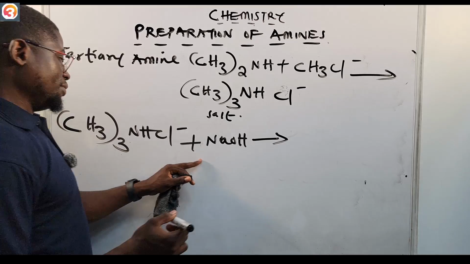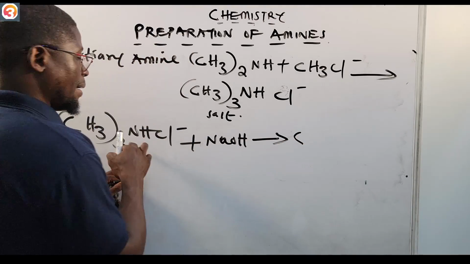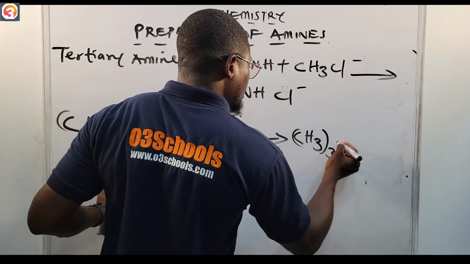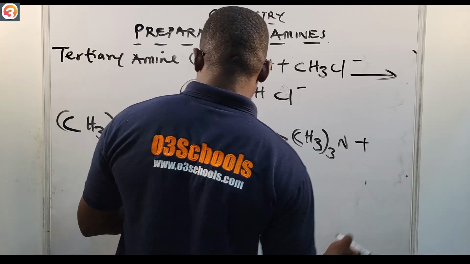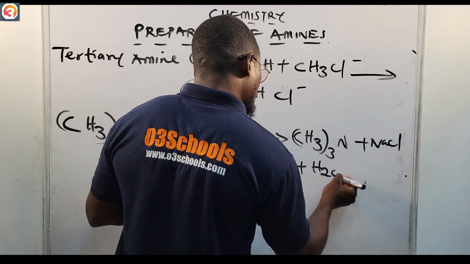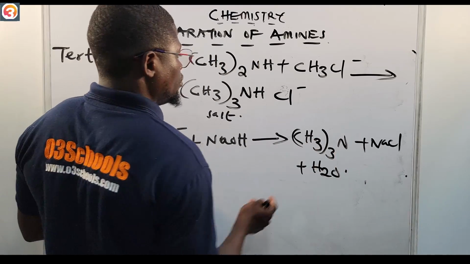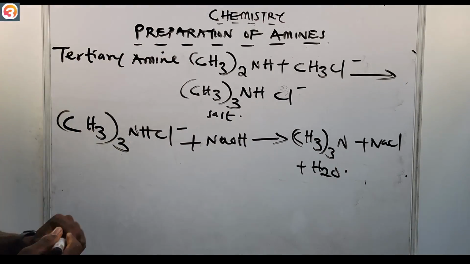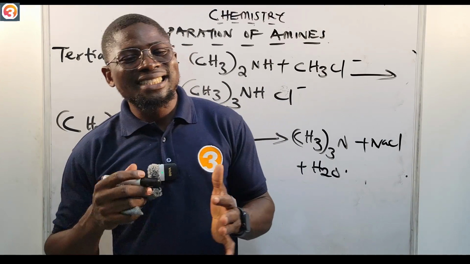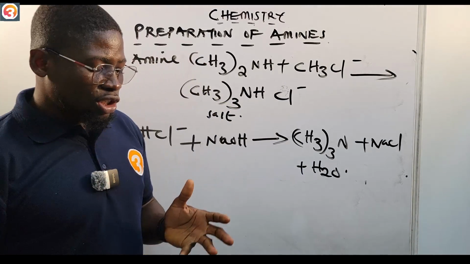I'm going to have our tertiary amine, (CH3)3N, plus NaCl, plus H2O as product. This is our tertiary amine. So it's as simple as ABC. If you want to prepare a primary amine, make sure you use excess ammonia and make sure the solvent is ethanol.